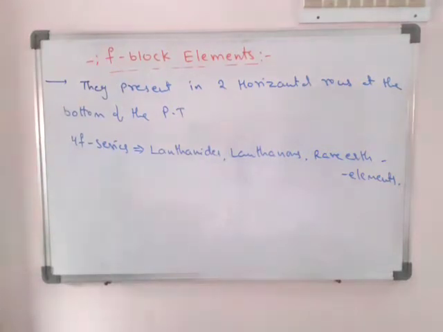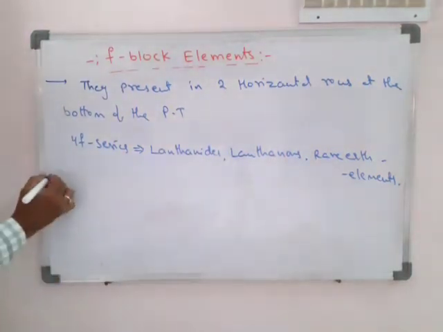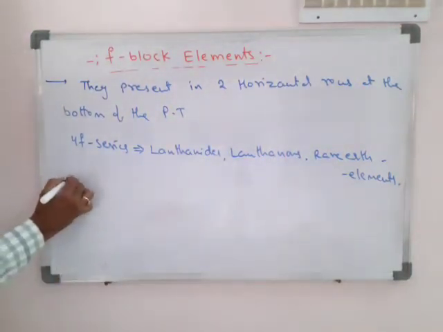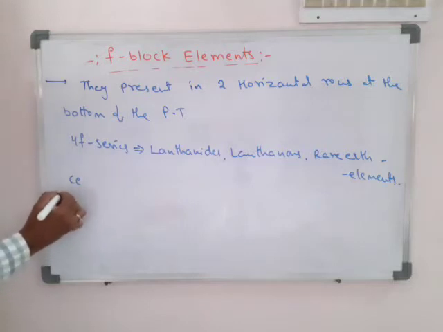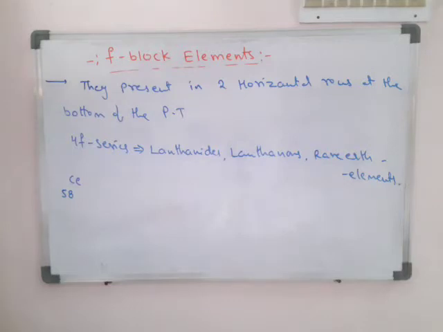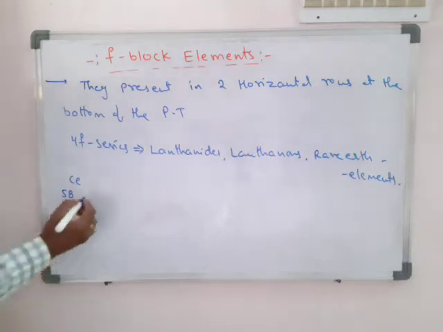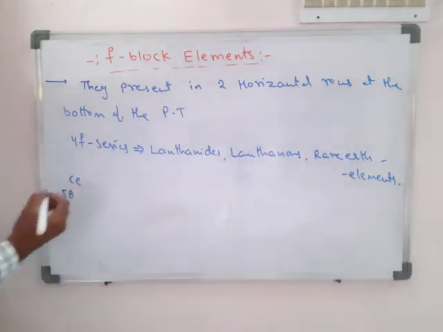Now see what the elements are. We already know they start from cerium. What is the cerium? It starts at cerium, 58. Next, what is the ending point? It is 71, lutetium. So cerium to lutetium. Now we read the elements.